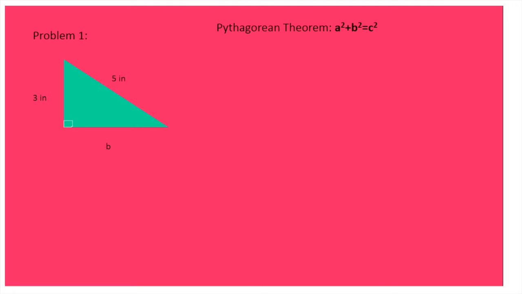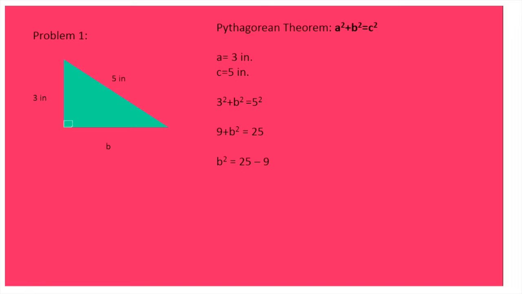The Pythagorean theorem is a squared plus b squared equals c squared. We know that a is 3 and c is 5. We know this because c squared is the hypotenuse and a is one of the legs. So we will plug 3 in for a and 5 in for c to get 3 squared plus b squared equals 5 squared. We know that 3 squared is 9 and 5 squared is 25, so we will get 9 plus b squared equals 25.